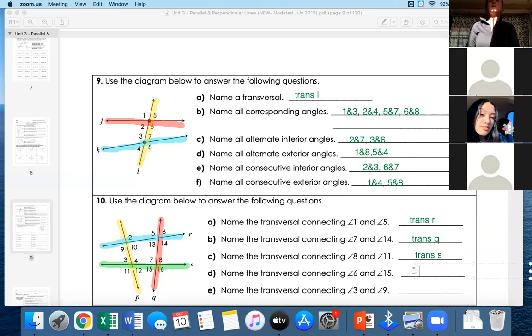Then we have 6 and 15. 6 and 15. Good job. They're on the red transversal, which is transversal Q. Then we have 3 and 9. 3 and 9. Perfect. They're on the yellow one, which is P.